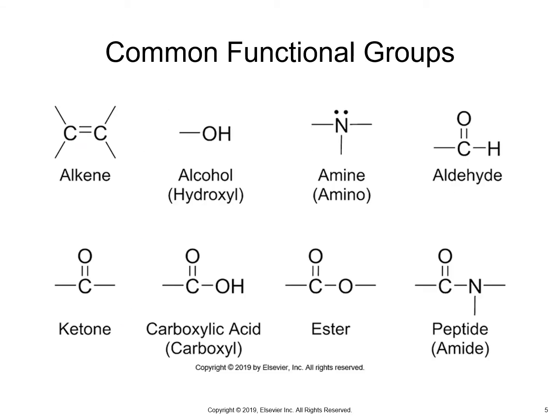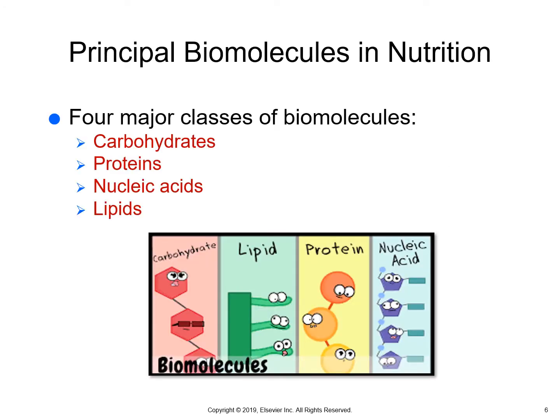Here are some common functional groups that make a molecule the molecule that it is. If it's an alcohol, it's got an oxygen and a hydrogen. Amine groups or amino would be proteins, and that would have a nitrogen component. So these are all just the little functional groups that attach themselves to the molecule that make that molecule what it is. There are four basic major classes of biomolecules. We've got carbohydrates, proteins, nucleic acids, and lipids.